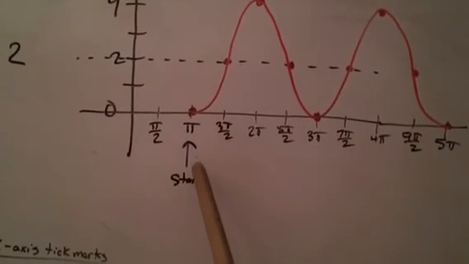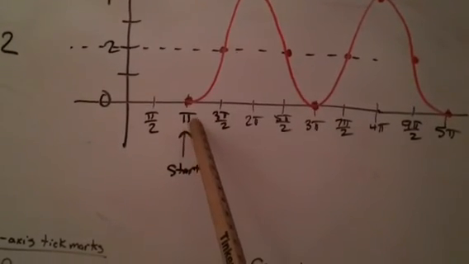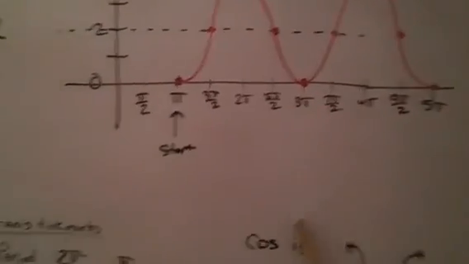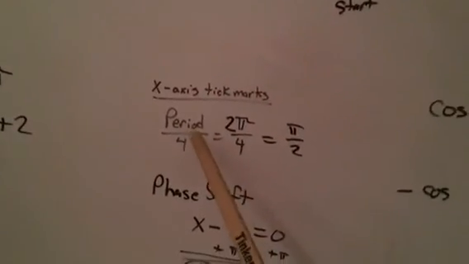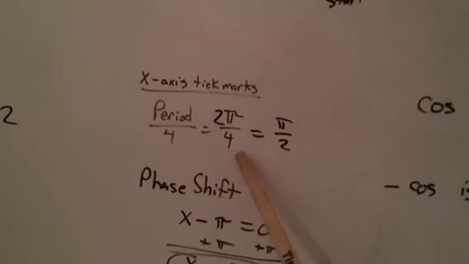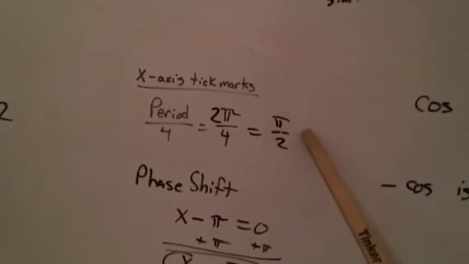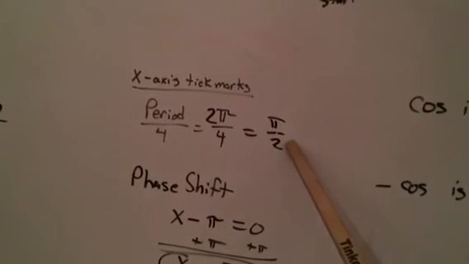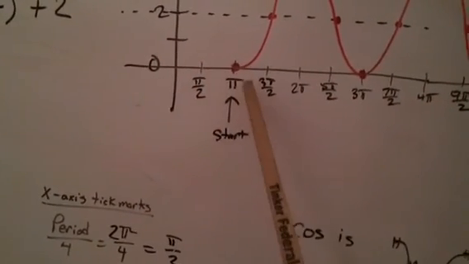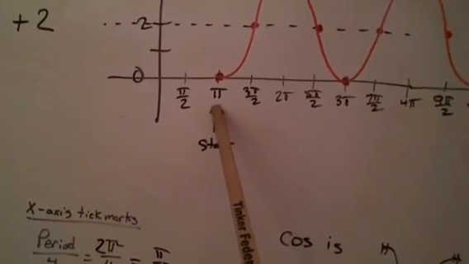Since my starting point is at pi, I need to figure out what am I going to count by on this x-axis. To figure out what I count by, remember we take the period divided by 4. Since the period is 2 pi divided by 4, that gives me pi over 2. So I'm going to count by pi over 2's. So pi over 2, and then here's my starting point at 1 pi.